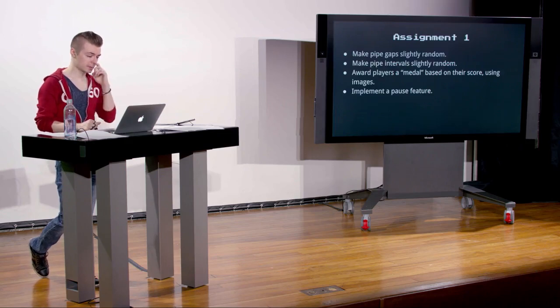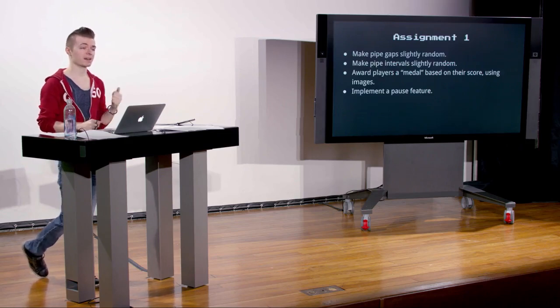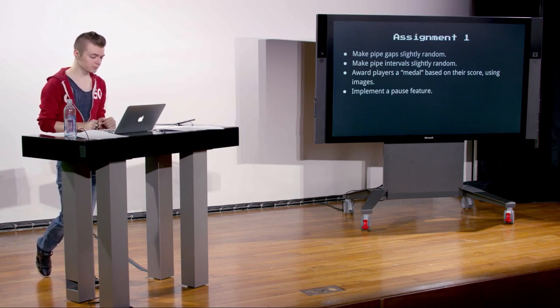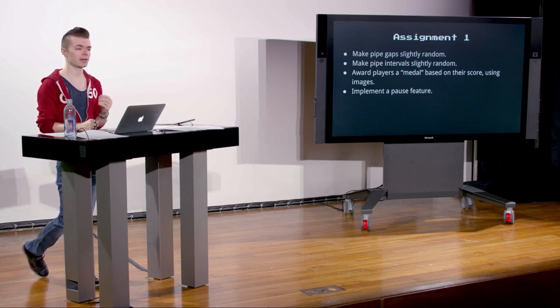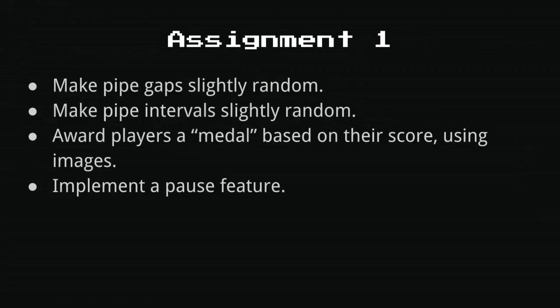scored in days past. The first assignment, or rather the second assignment, assignment 1, is going to be a little bit more complicated than last week's, but still fairly doable. Make pipe gaps slightly random being the first component of this. So before, the pipe gap was set to a constant value, maybe make it some sort of random value. Pipe intervals as well, so we're spawning every 2 seconds. Maybe we want to change that up, make pipes spawn a little more sporadically.